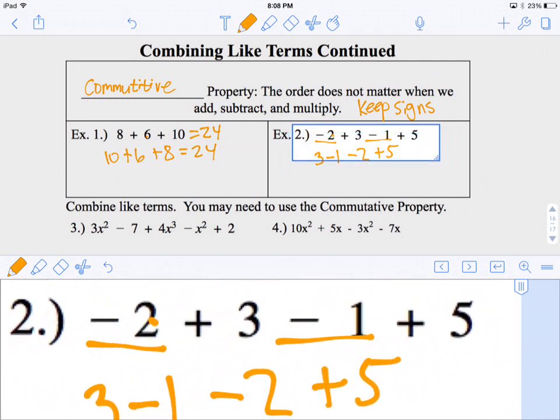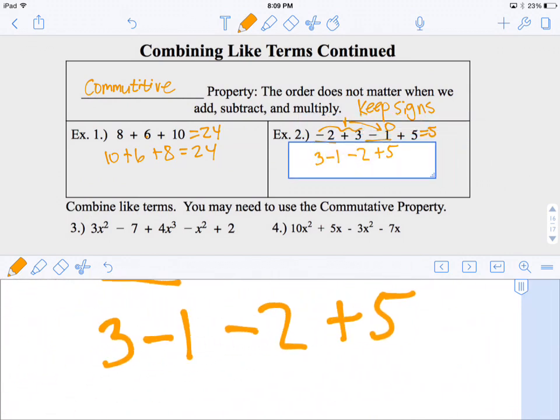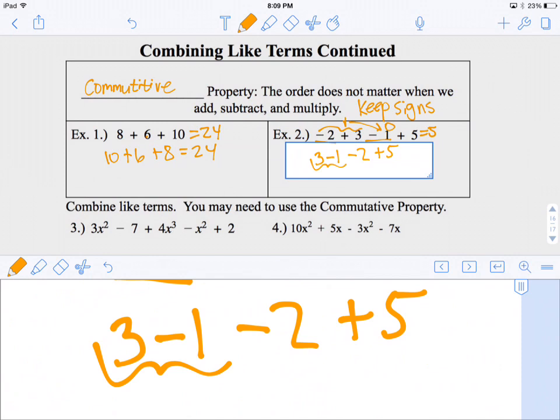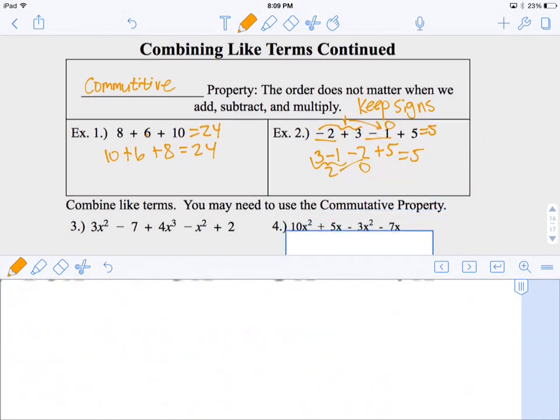Let's do the top one. -2 plus 3 is 1. 1 minus 1 is 0. And 0 plus 5 is 5. Okay, well now we'll do this one. Well, 3 minus 1 is 2. 2 minus 2 is 0. 0 plus 5 is 5. See how the order doesn't matter?